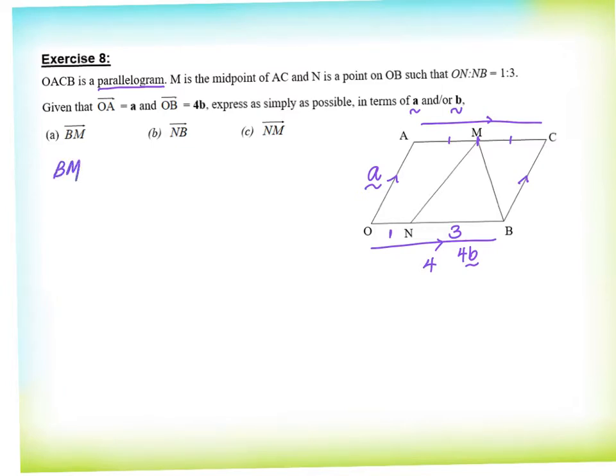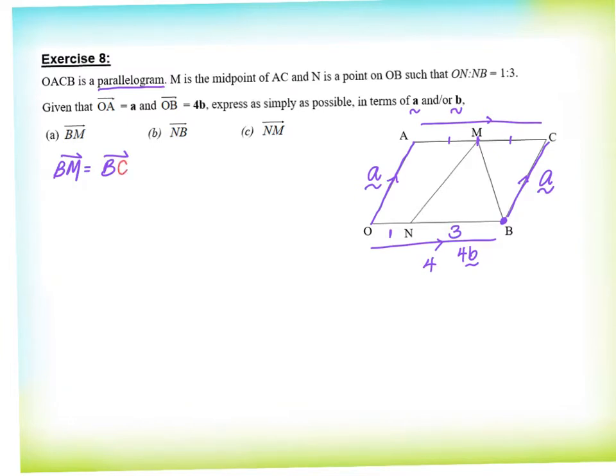Now B to M, I need to start traveling from the point B. From B, where can I go? I know that this is a parallelogram, right? So if the vector over here OA is A, that means B to C is also the vector A. This is an equal vector. So I'll have B to C.